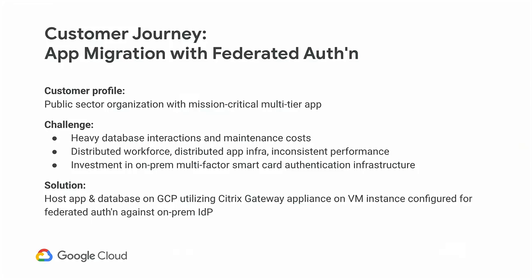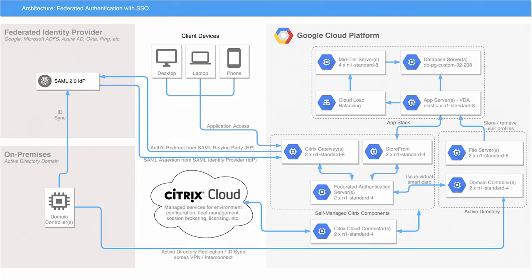So the solution was to move the application and the database into Google Cloud so that the chatty application was close to the database, leveraging the Google global network for distributing this application using Citrix Virtual Apps to their distributed workforce. And the unique thing about our configuration was that we set up federated authentication against that on-prem identity provider, so they could leverage their existing infrastructure to authenticate users.